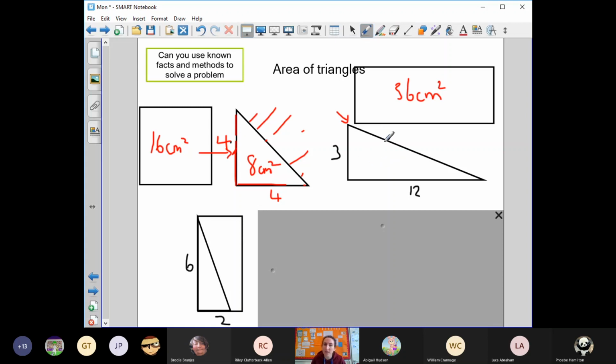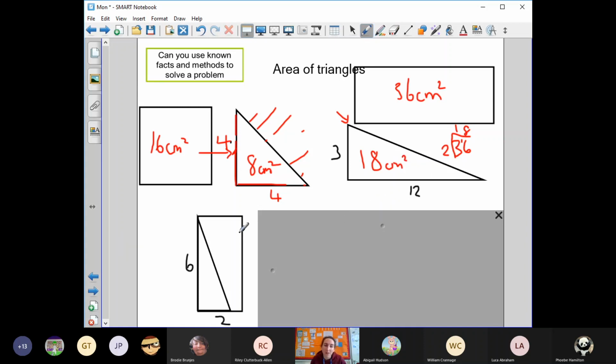So what would the area of the triangle be? What's half of 36? If we need to do a bus stop, we can. Divided by 2. 2's into 3 goes 1, with 1 remaining. 2's into 16 goes 8. So this triangle would have an area of 18 centimeters squared.